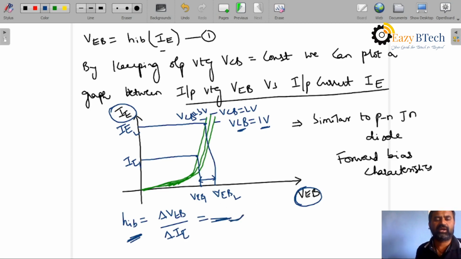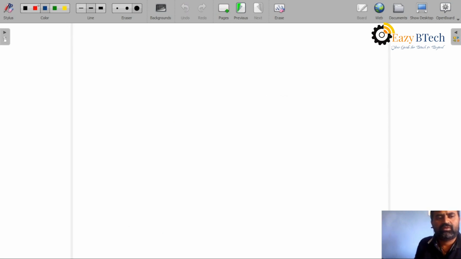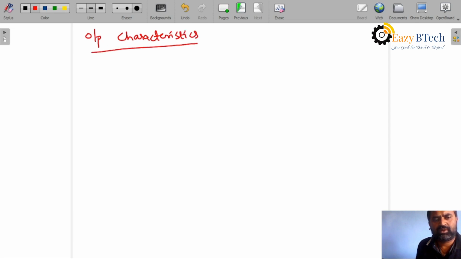These are input characteristics of the common base configuration. We will plot in this manner. Similarly, if you study the output characteristics, output current I2 is equal to a function of I1 comma V2.